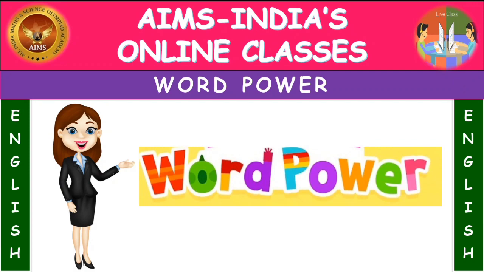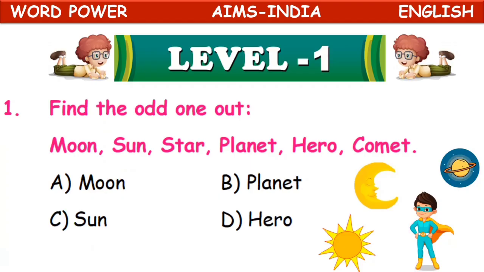Children, today from our English subject, we are going to learn word power. We are going to learn about some words. Okay children, now find the odd one out. What is the odd one? Which doesn't belong to the other category, which is different from the others.